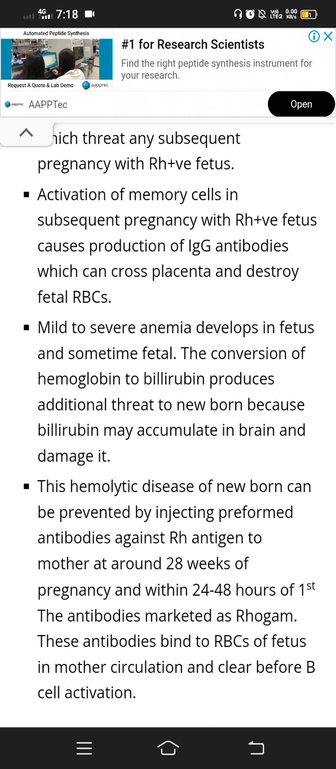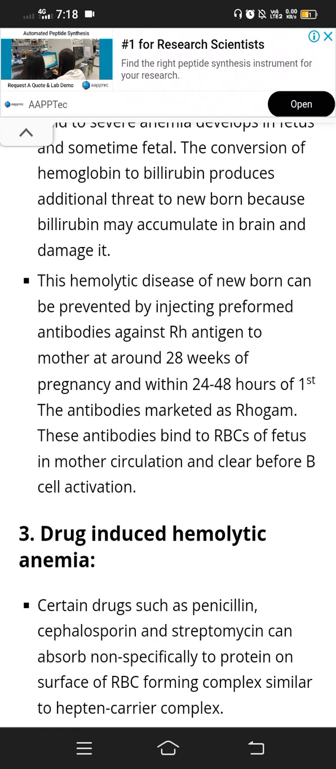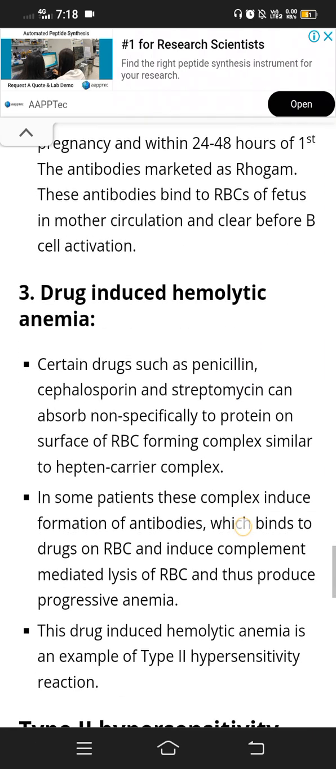This hemolytic disease of the newborn can be prevented by injecting preformed antibodies against Rh antigen to the mother at around 28 weeks of pregnancy and within 48 hours of delivery, marked as RhoGAM. These antibodies bind to RBCs of the fetus in the mother's circulation and clear them before B cell activation.